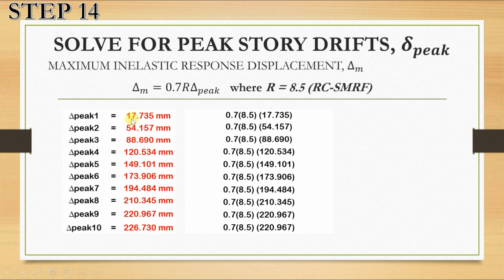Okay, so kung titingnan natin, madali lang siya isolve kasi isasubstitute lang din natin ang values na ito at saka yung R dito sa formula na ito. So, para makuha natin yung maximum inelastic response displacement for each floor, isasubstitute natin ito. For example, dito sa delta peak 1, mayroon siyang value na 17.735 mm.